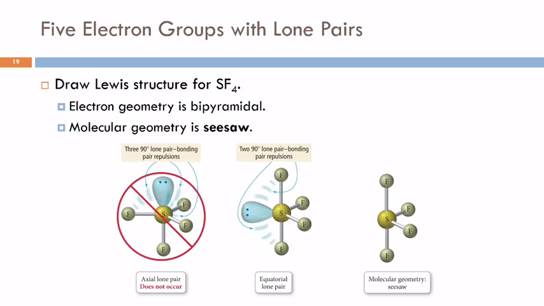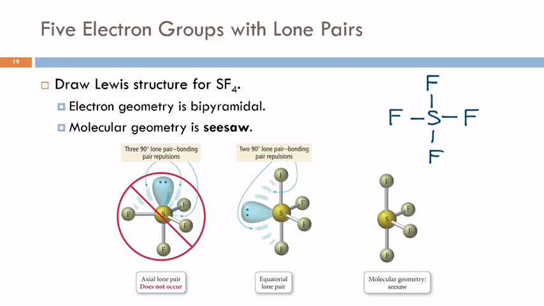So let's draw the Lewis structure for sulfur tetrafluoride. Well, let's start out by putting sulfur in the middle and attaching the fluorines around it. Most of the time, not always, but most of the time, if you have something like this where you've got one of one element and several of the other, this one is going to be in the middle. A lot of the molecules are symmetrical. Not all of them, but most of them are symmetrical.